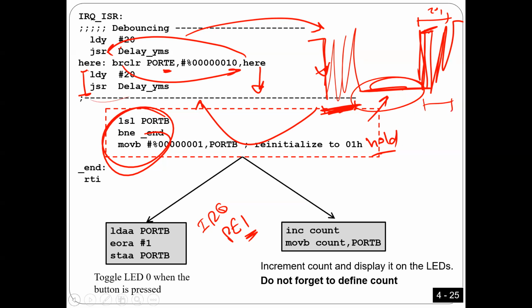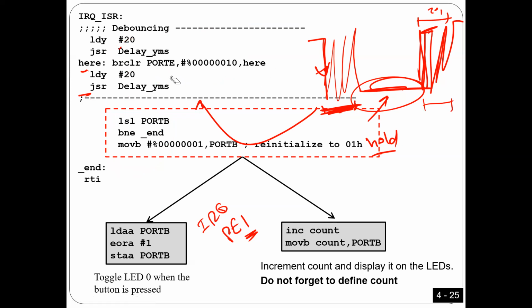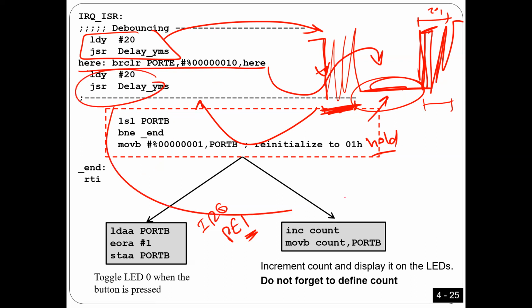So as you see here, guys, this code has 3 parts. One part here, one part where I wait until you release, and then one part here for the last one.